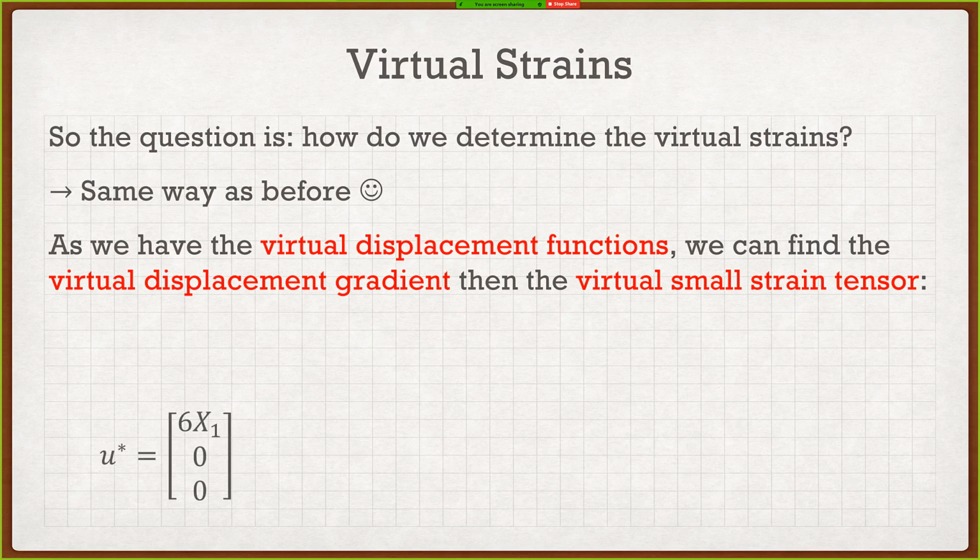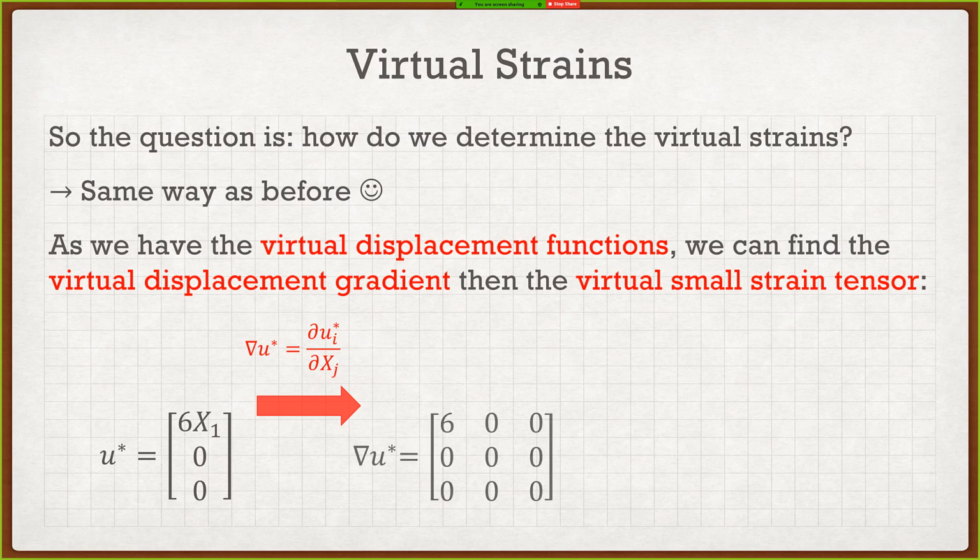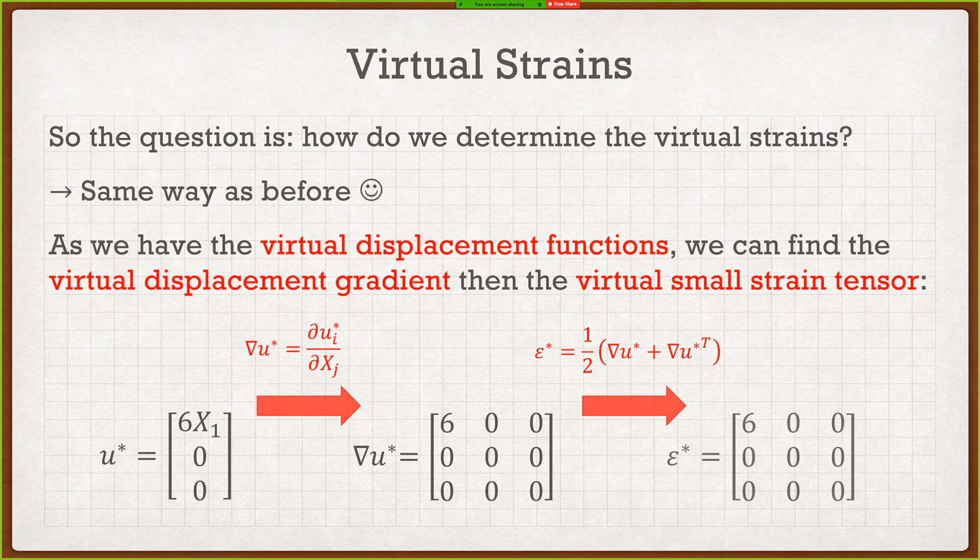So if we look at our question, we had u star, and they gave us u1 star, which I have as 6 x1, and then 0, 0. So from here I have my virtual displacement functions. I know that I have a nice formula to find the displacement gradient. Therefore, I can find my displacement gradient, where nabla u star is simply 6 in the 1,1 position, and then the rest is 0. And I can take this a step further, because if I know that virtual displacement gradient, I have a nice formula for my virtual strain tensor. Therefore, I can find my virtual strain tensor epsilon star.